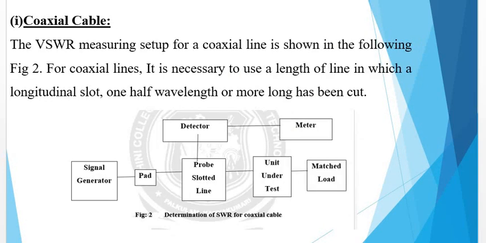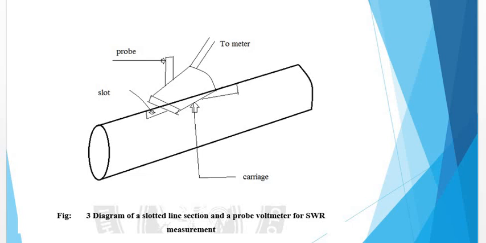In a coaxial cable, the VSWR measurement setup is shown in the figure. This setup consists of a signal generator, a pad, and a probe or slotted section. The slotted section output is given to a detector. Detector output is measured in a meter. The probe is also connected with the unit under test, and it is also connected with the matched load. The slotted line section and the probe voltmeter for SWR measurement are shown in the figure.